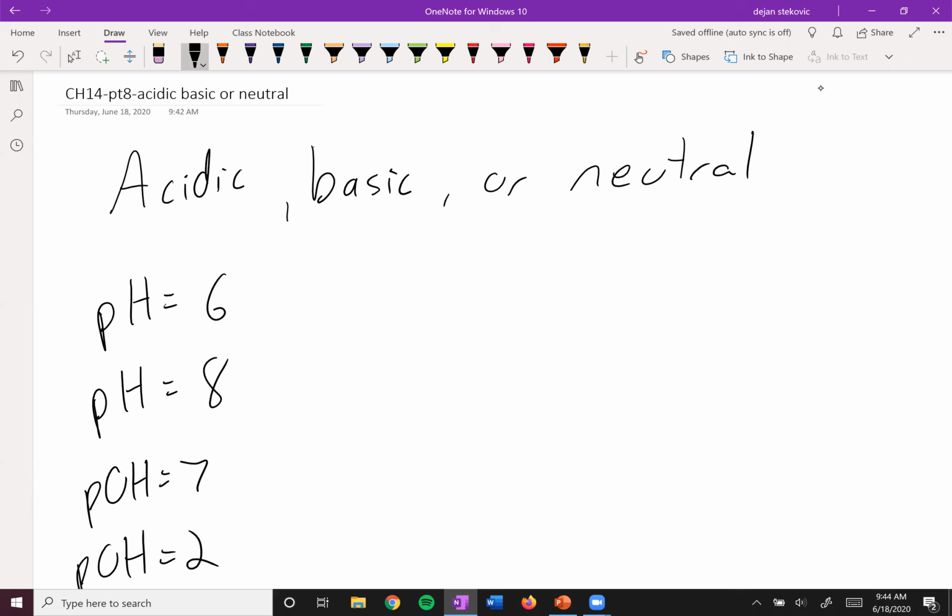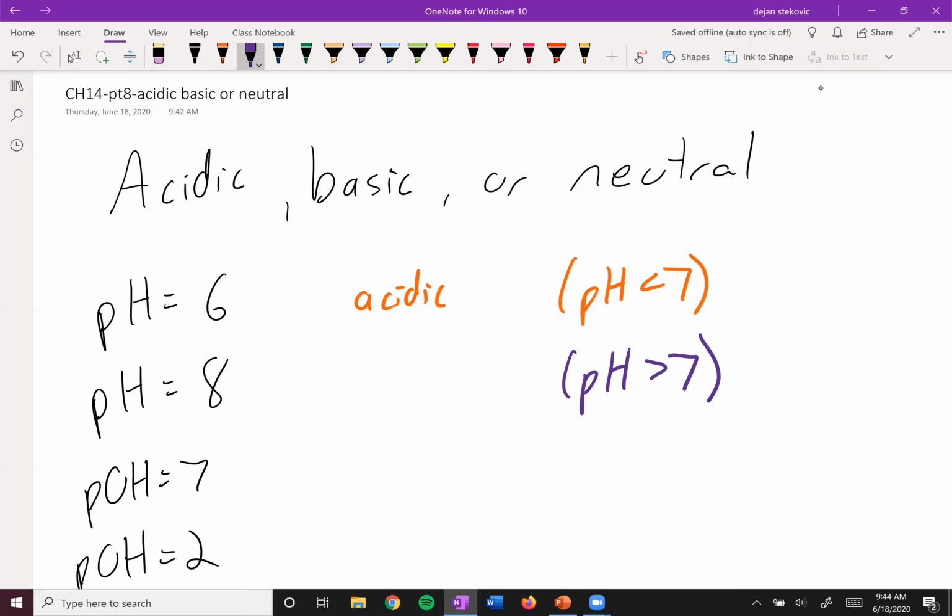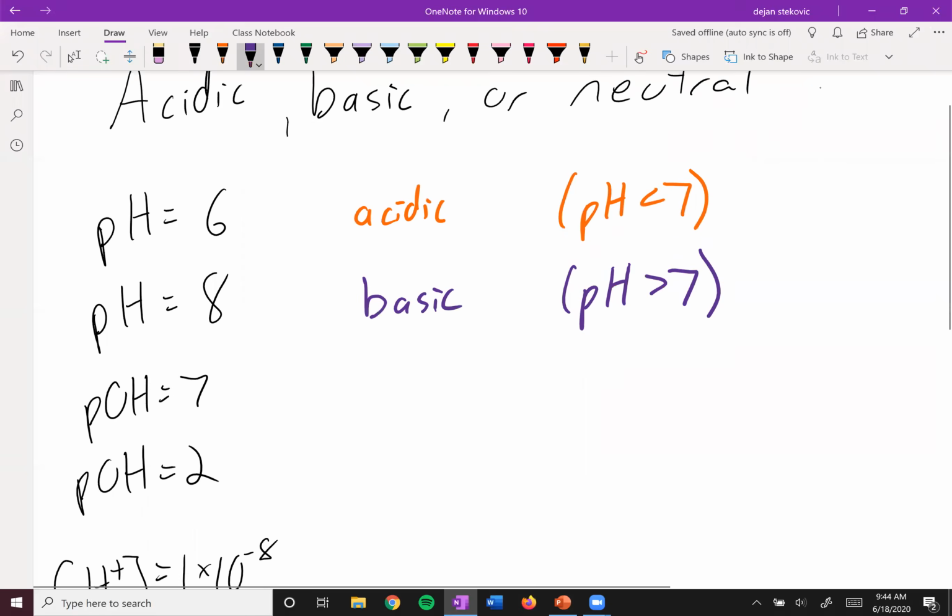So first, in this first scenario, we have a pH of 6. And remember, if the pH is less than 7, that means that the solution is acidic. So in this case, our solution is acidic. That one was very easy. In the next case, we have a pH of 8. So we remember that pH greater than 7 is basic. And so 8 is greater than 7, and so this solution is basic.